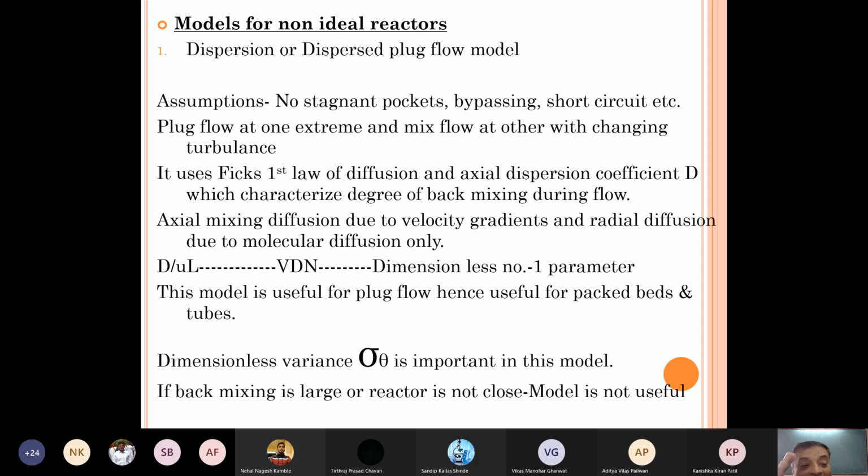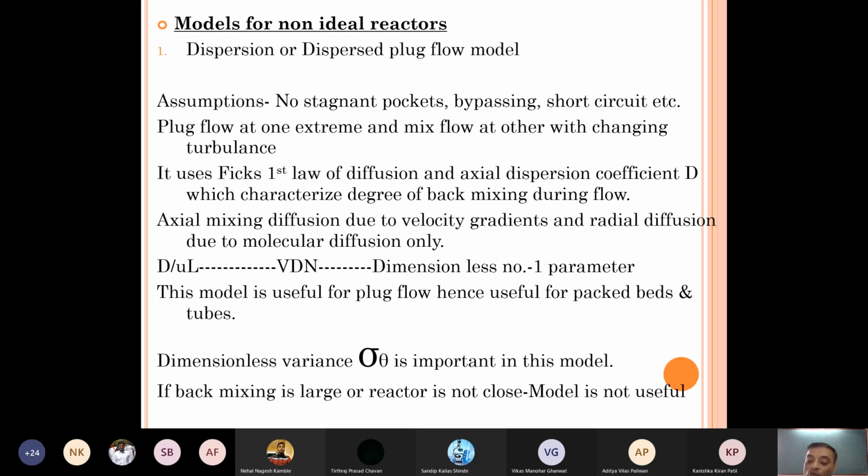So, models for non-ideal reactors. In our syllabus we have two models. Model number one is the dispersion model, which is also known as the dispersion plug flow model. Getting or not? And the second model which we will discuss in our syllabus is the Tanks-in-series model. Other models are there, but in our syllabus we have only two models.